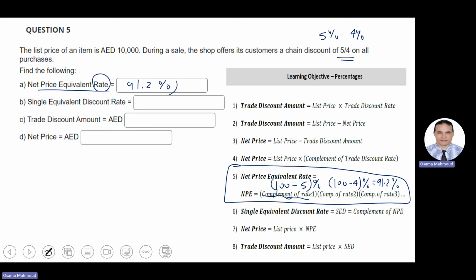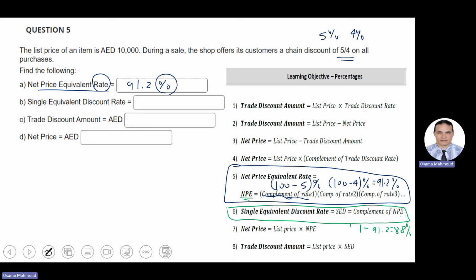And remember, trade in percent. How to find the percentage? If you have a decimal, you have to multiply it by 100 to find the percentage. Single equivalent trade. Yes, I have the formula for single equivalent trade. Where is the single discount trade? Yes, here is number 6. It is only the complement of NPE. What is NPE? This is NPE, I just calculated now. Complement means 1 minus 91.2, which is, yes, 8.8%.